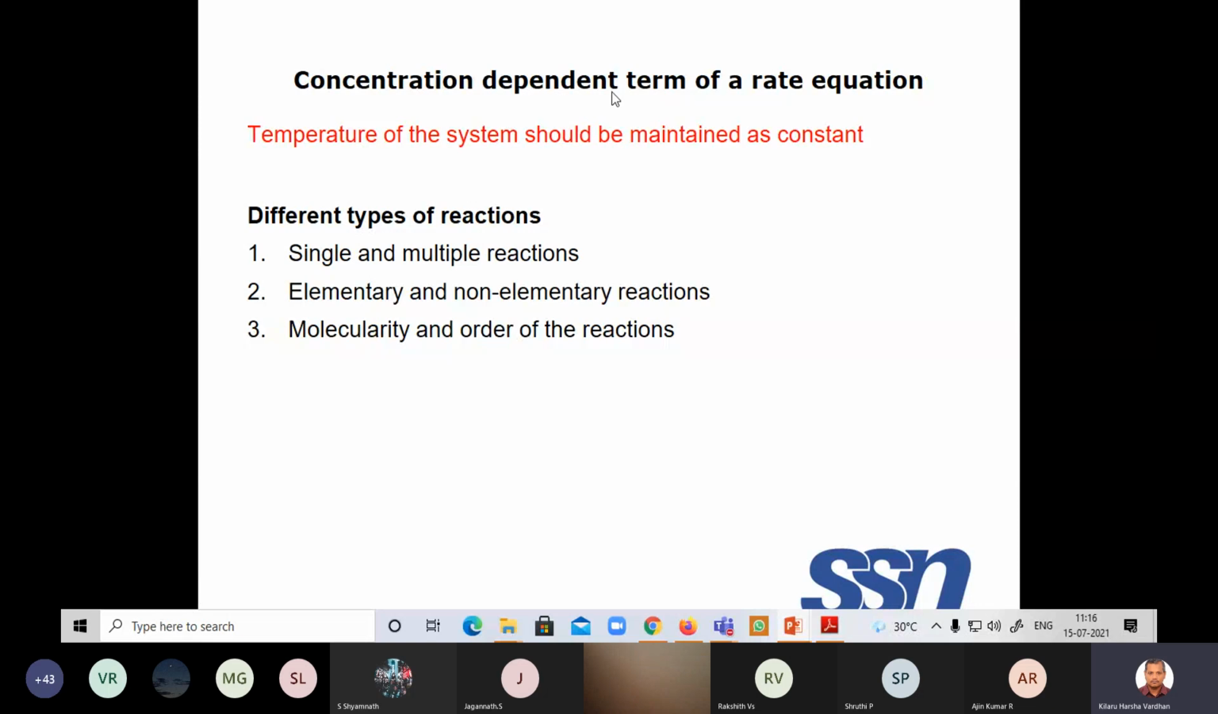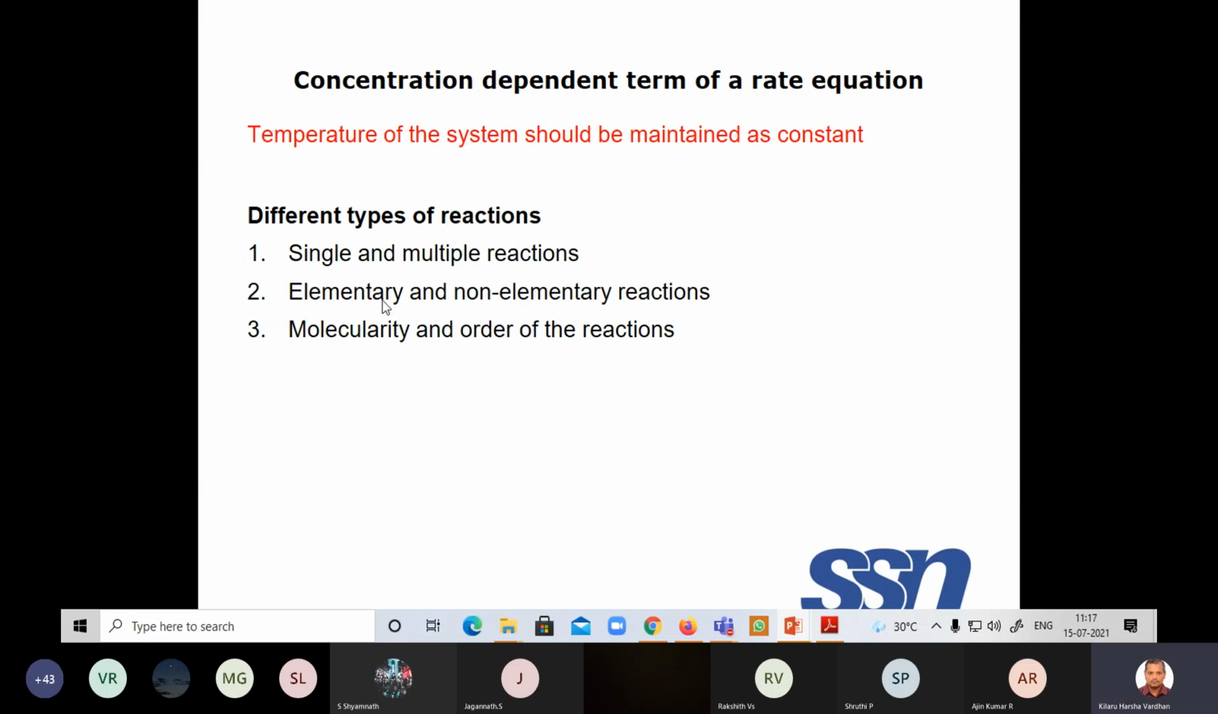The concentration dependent term of a rate equation. The temperature of the system should be maintained constant because we are assuming it is isothermal. There can be different types of reactions, especially at constant temperature, but for the concentration dependent term you have to write it for different kinds of reactions, either single or multiple reactions. Single reaction is A giving R. Multiple reactions is a series reaction or parallel reactions.